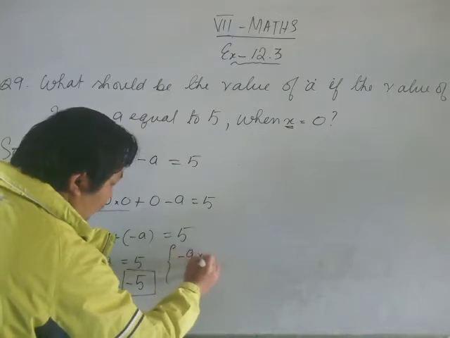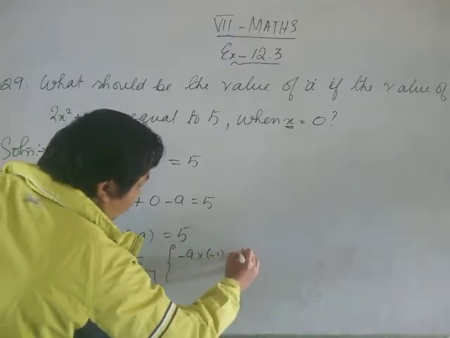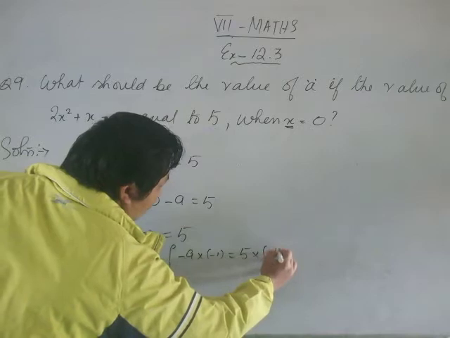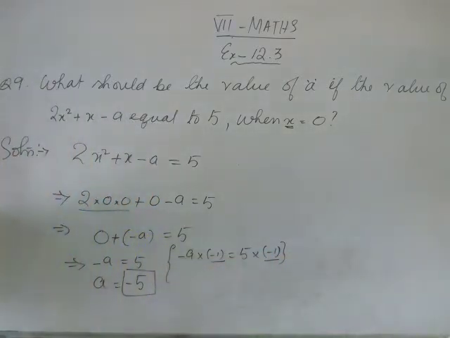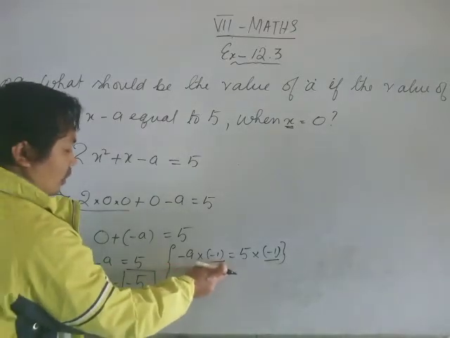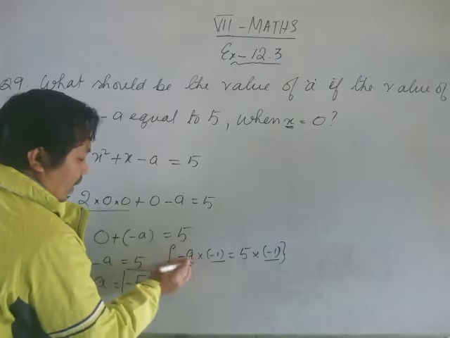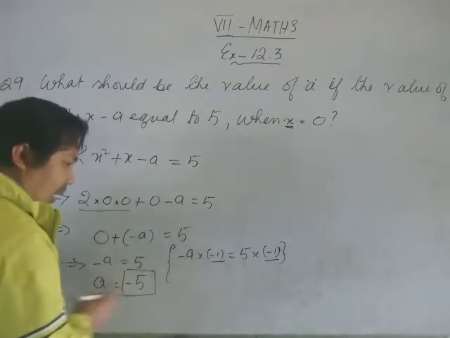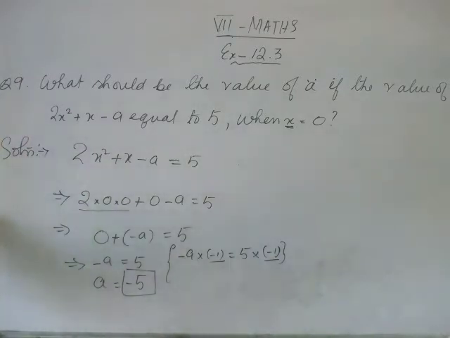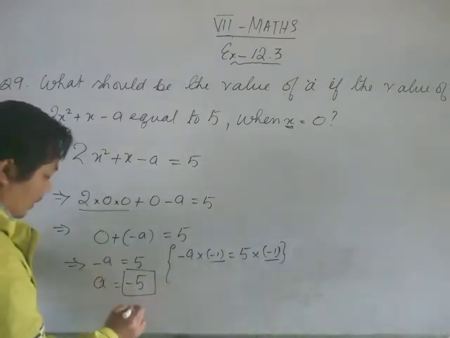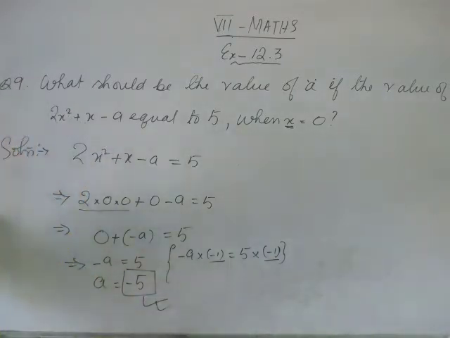Minus a into minus 1 equal to 5 into minus 1. If you multiply both sides with the same number, it won't affect the value, isn't it? So we can multiply it here by minus 1. If you multiply minus 1 and minus a, you will get plus a. If you multiply 5 and minus 1, you will get minus 5. That's why the value of a is minus 5. Right.